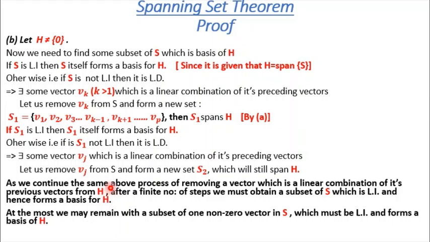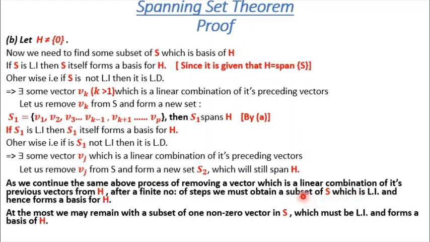Then what happens? How many vectors can we remove? S is a finite set. It has p number of vectors. After a finite number of steps, we must obtain a subset of S which is LI, and hence forms a basis of our H. Why? Because if it is not LI, we continue removing. But how many can we remove? S has only p number of vectors.